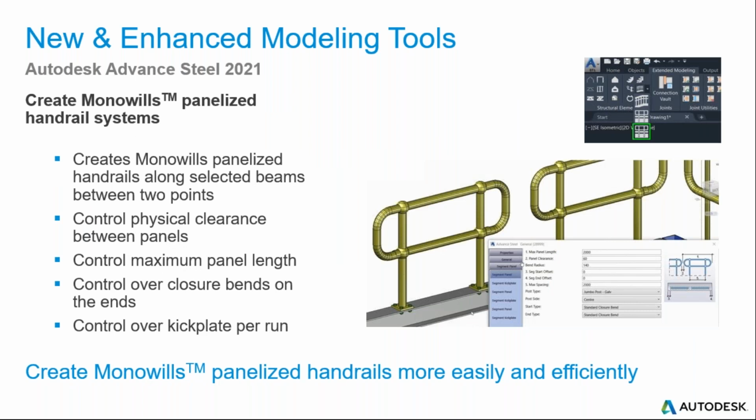A new feature has been added specifically for creating monovill panelized handrail systems. While selecting the railing option in Advanced Steel, you'll see a third option specifically available for creating this type of customized handrail system. And again, using the macros and the wizards, you can individually control the panel characteristics and the other characteristics with regards to the railing configurations.